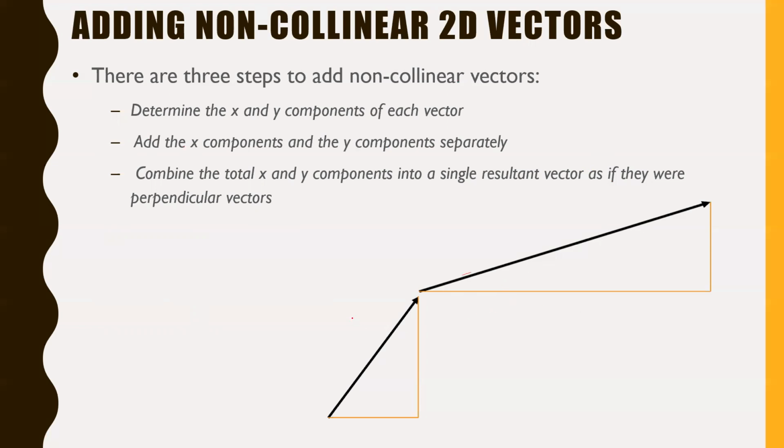The bottom line here is you have to figure out all of the x and y components of each of your vectors, make a whole sheet of them, and then combine them all together. So add all your x together and add all of your y together.